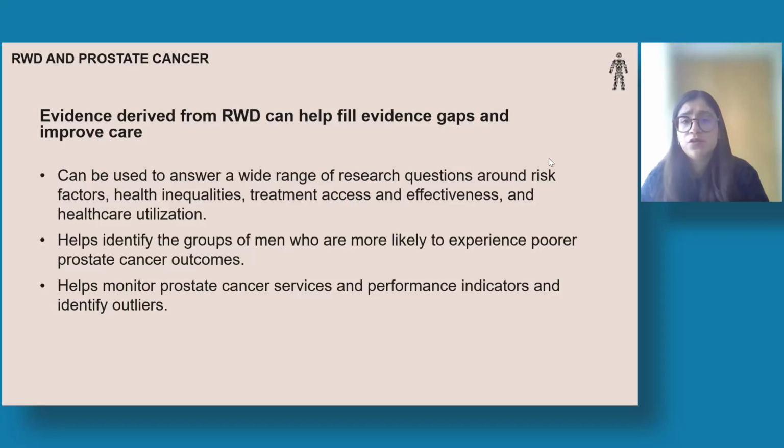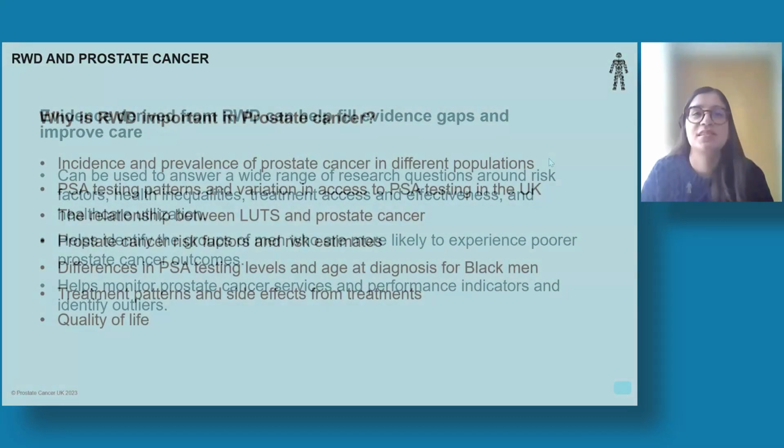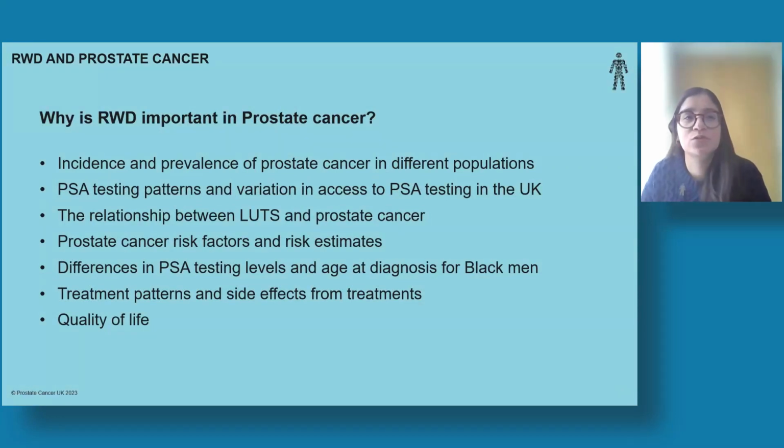And it can also help us monitor prostate cancer services and performance indicators to identify outliers. So this is using NHS data to understand how prostate cancer services are, if there are any delays, and if there are any regions that need specific support in order to improve care. In this slide, I just wanted to give a few examples where real-world data has been used to give us answers in prostate cancer to demonstrate how important it is and has been in the past.